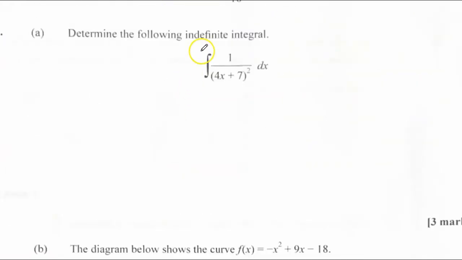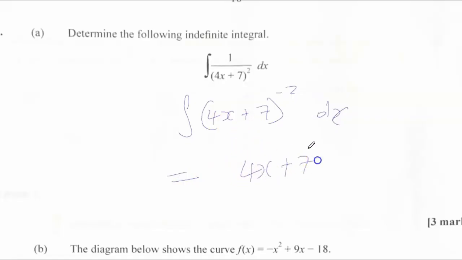Determine the following indefinite integral. We can rewrite this, obviously it's a reverse chain rule problem. So (4x plus 7) to the power of minus 2, dx. We apply the integration rule: add 1 to the power, so negative 2 plus 1 is negative 1, divided by the new power, which is negative 1, times the derivative of the bracket, the x coefficient in the bracket, that's 4.